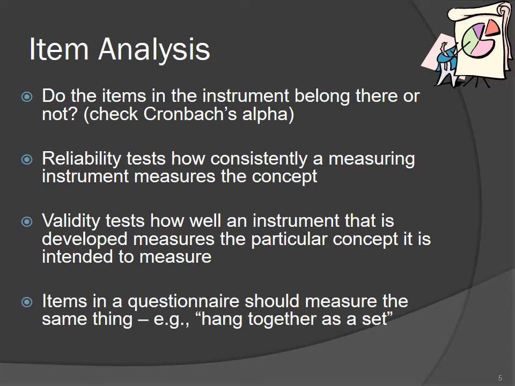Finally, items in a questionnaire should hang together. Those items that measure the same thing are highly intercorrelated to each other and thus have high Cronbach's alpha scores, indicating they're probably measuring one concept. So you look for Cronbach's alpha scores of 0.7 or higher.